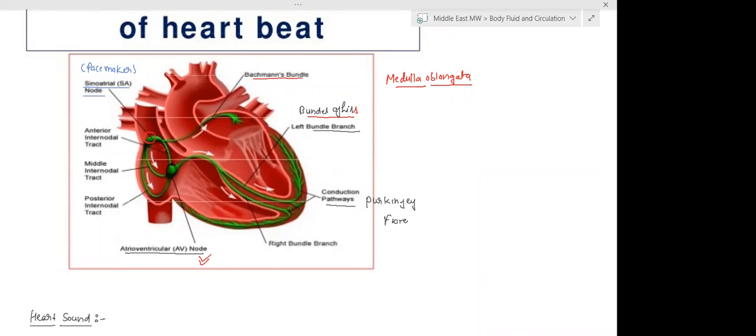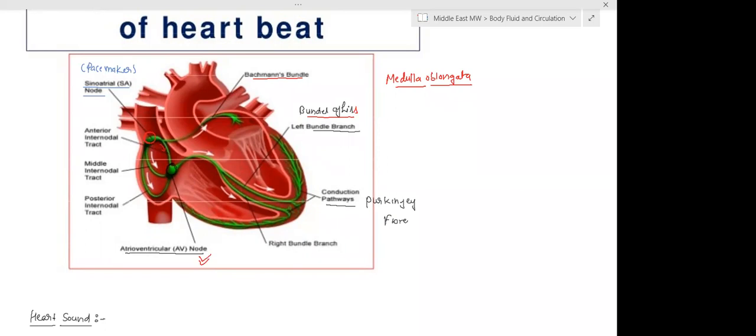Look, this is the right auricle. This is the left auricle. This is the right ventricle. This is the left ventricle. These green colored structures are basically made up of neurons. At the wall of the right atrium or right auricle, there is a knot-like structure. This is called the SA node. The full form of SA node is sinoatrial node.